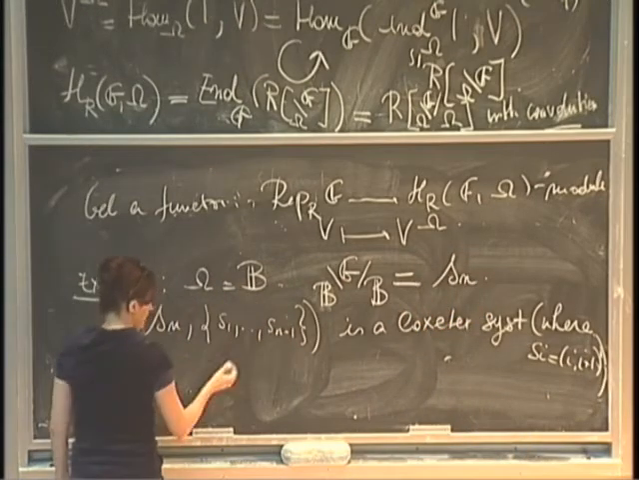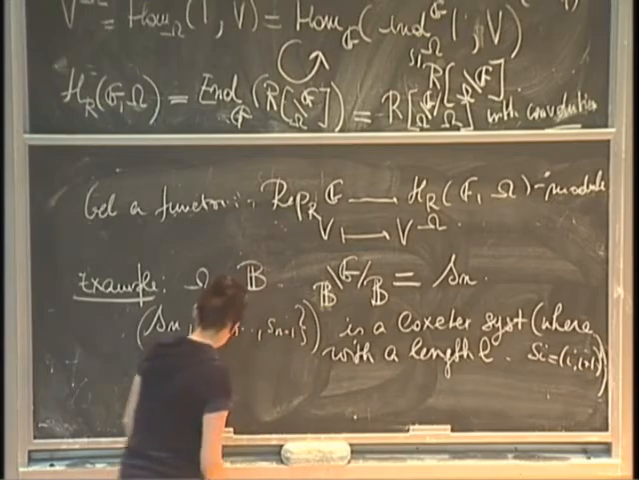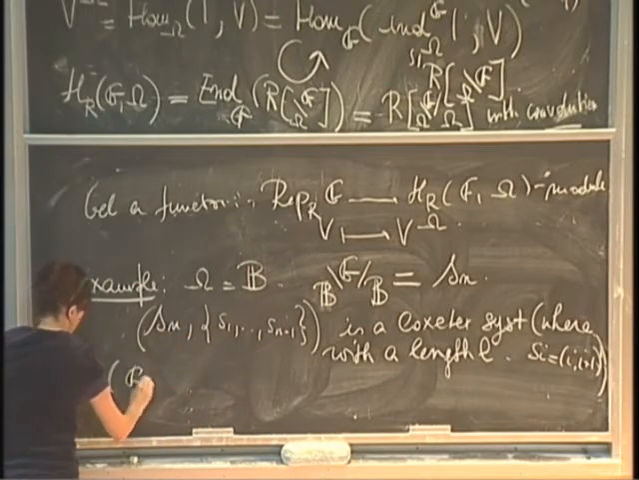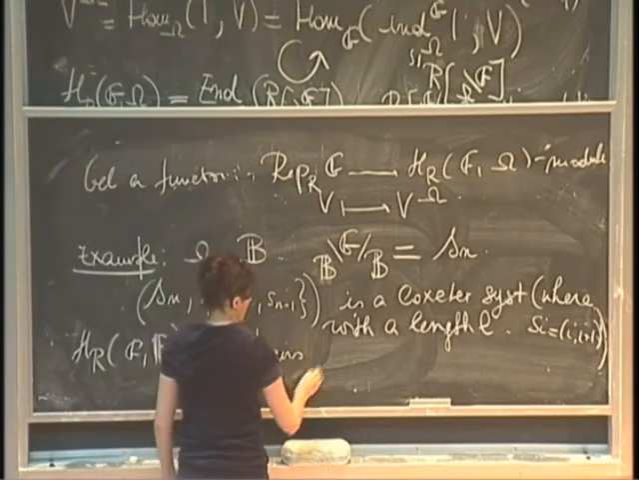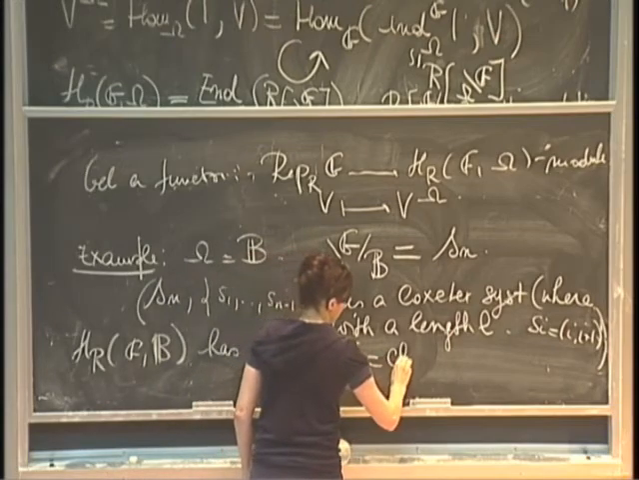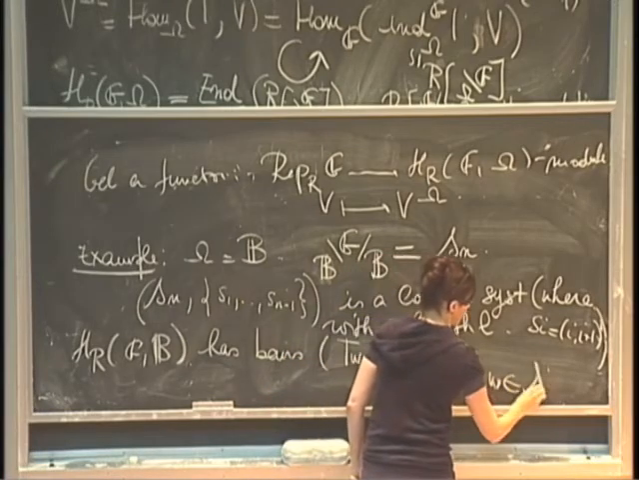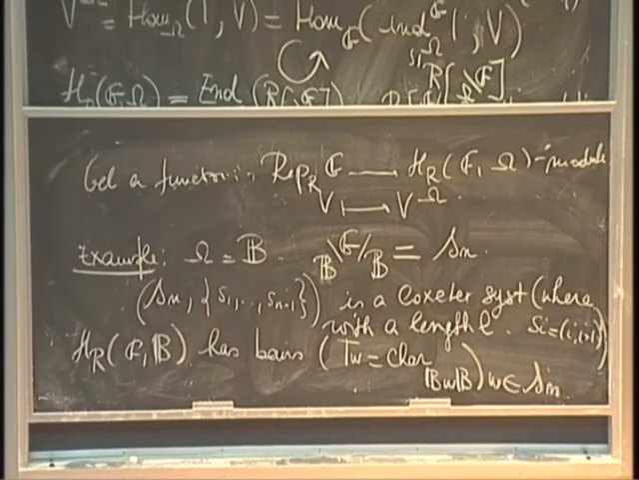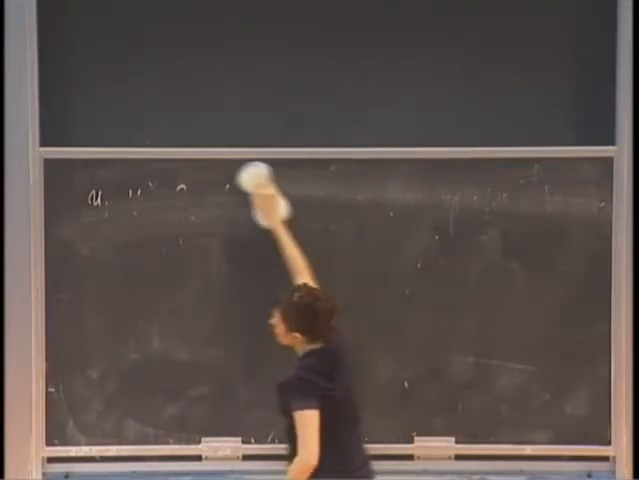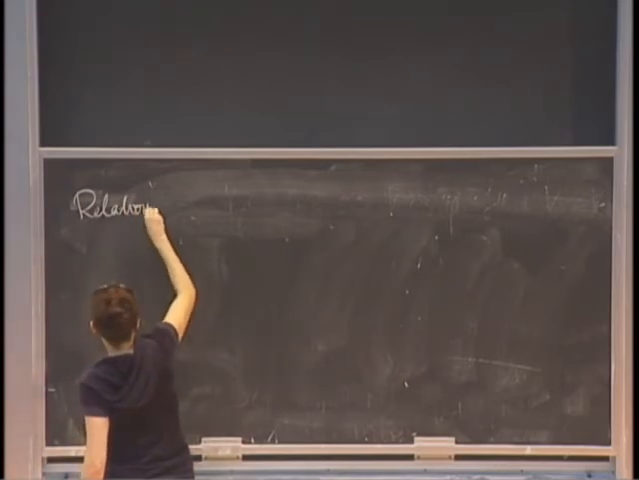And it's a Coxeter system with a length. And then the Hecke algebra has basis the set of all TW, which is the characteristic function of BWB for W ranging over the symmetric group. And the relations in this algebra are the braid relations.